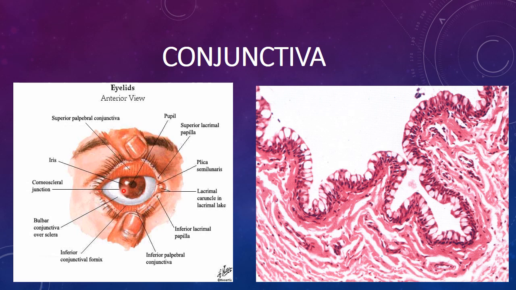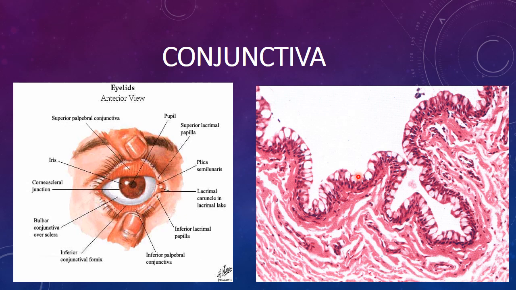And you remember that in my previous lecture I told you that the stratified squamous epithelium of the cornea continues into the epithelium of the conjunctiva at the corneoscleral junction. So the epithelium of the conjunctiva is stratified columnar epithelium. The typical and best example of this epithelium in the human is the conjunctiva. You can see here these cells are columnar cells with goblet cells.